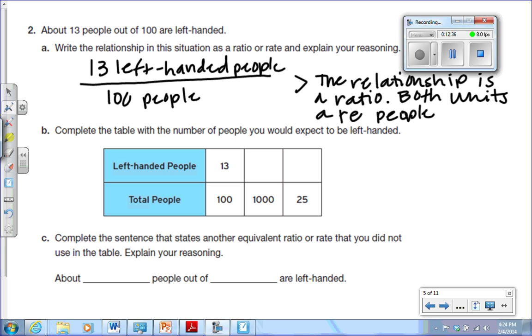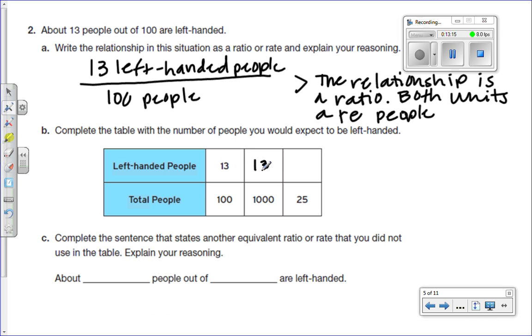Complete the table with the number of people you would expect to be left-handed. Well, again, we're going to use our skills of scaling up to figure out how many people would fit this. We're using the numbers that they are giving us in the table to figure this out, just like we did in the last problem. So we are starting with 100. We're ending with 1,000. I hope you're thinking to yourself that all we're doing is multiplying by 10. Therefore, that's what we have to do for the numbers on the top. So we're doing 100 times 10 to give me 1,000. 13 times 10 gives me 130.